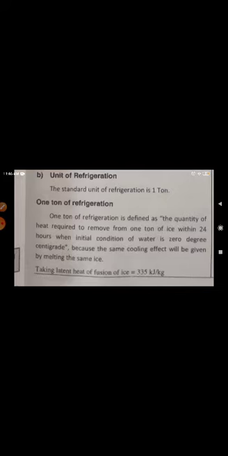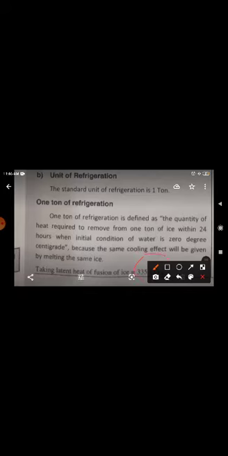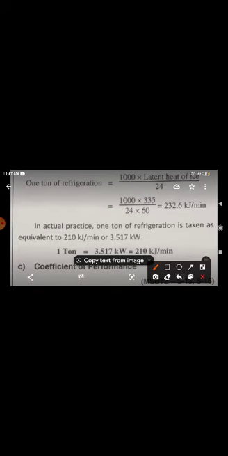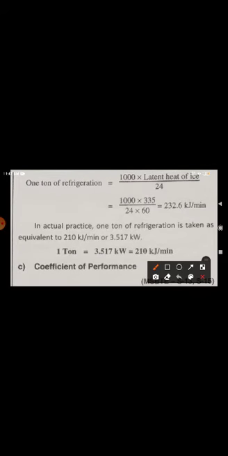Then taking the latent heat of fusion of ice, what is it? It is equal to 335 kilojoule per kg. Now further we have to convert this 1 ton of refrigeration in terms of kilojoule or kilowatts. 1 ton of refrigeration equals 1000 into the latent heat of ice, that is 335, upon 24 hours. So we will get, on solving, 232.6. This might be a question asked in examination.